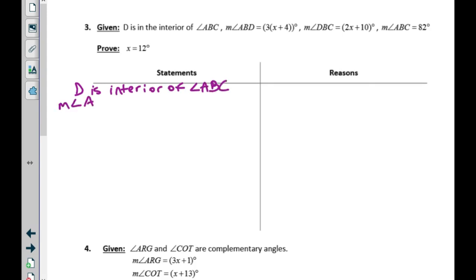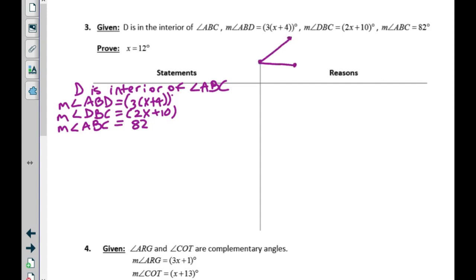Measure of angle ABD equals 3 parentheses x plus 4. The measure of angle DBC is equal to 2x plus 10. The measure of angle ABC is equal to 82. If it helps you to draw a picture, you can think of ABC, and then D is on the interior.